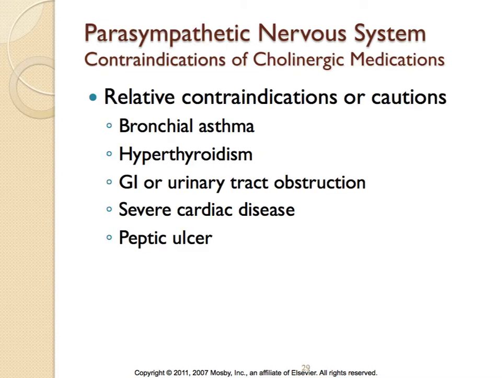So here are some contraindications or cautions to use for cholinergic agonists. They can cause bronchospasm or precipitate an asthma attack. So these aren't good drugs to use in asthmatics. Also, you have to be careful with patients with hyperthyroidism because it can increase their risk of AFib.